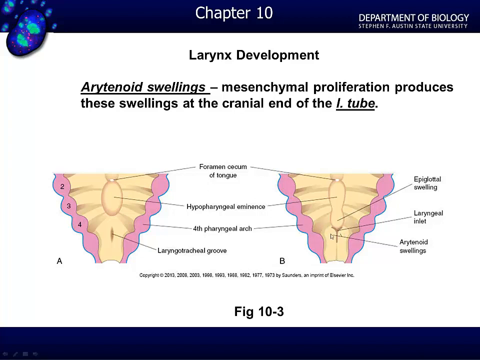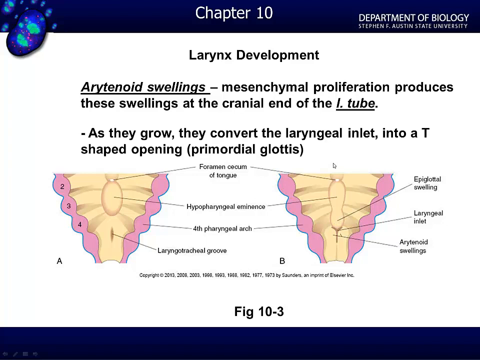So as we form these arytenoid swellings, we can see our hypobranchial eminence is beginning to extend further and further back. We're going to convert our laryngotracheal groove from just a slit into a T-shaped opening. And the upper part, this more cranial part, is going to be converted into our epiglottis. So once we form our T-shaped opening here, part of our primordial laryngeal inlet, that's really when we're going to start to refer to this as the glottis. And the upper part here, this cranial part, is going to be our epiglottis.